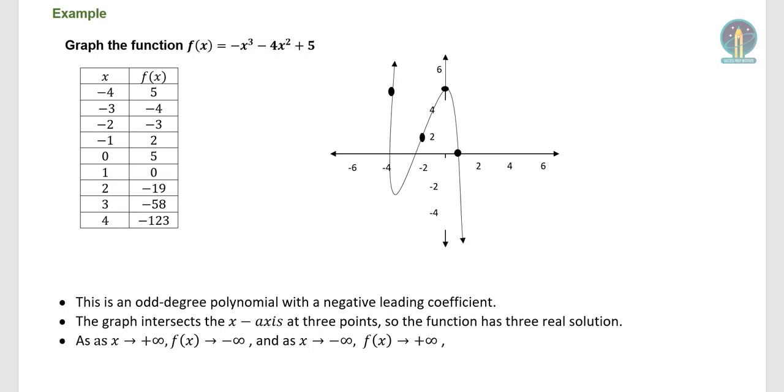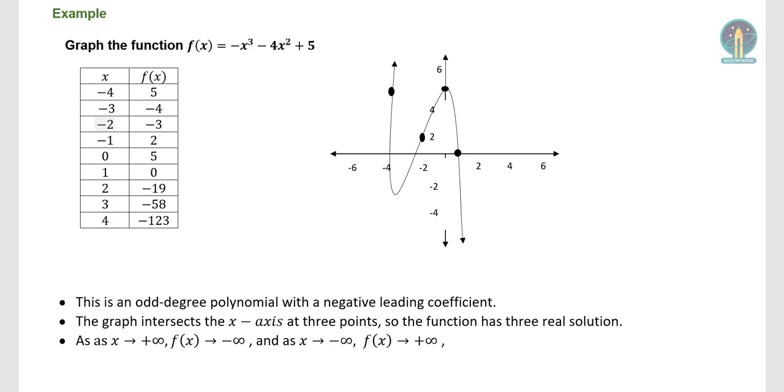Graph the function f of x equals minus x cubed minus 4x squared plus 5. So we start by creating a table of values like we said. Typically you want the origin, 0, for x, and a few values on either side. You can go up to minus 2 and 2, or minus 3 and 3, or minus 4 and 4, etc. Here we make it a little bit extensive so you can see the behavior of the function. So we went from minus 4 to 4.